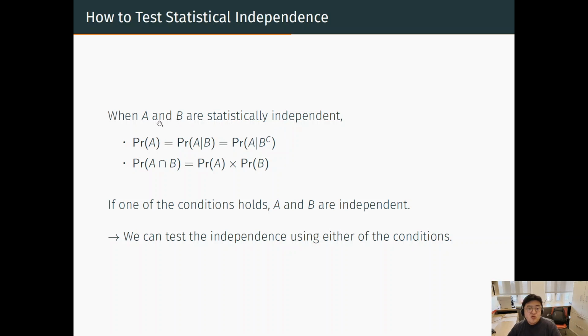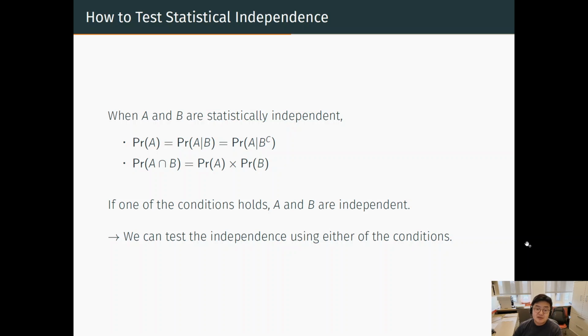So when you are curious if two events are statistically independent, you can test if this holds or this holds, right? Mathematically, you just need to show one equality. There are three equalities here. If you can show one of them, that's it. If one of them is true, then two events are statistically independent.